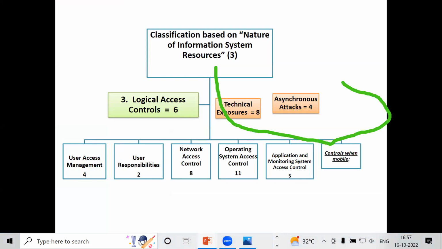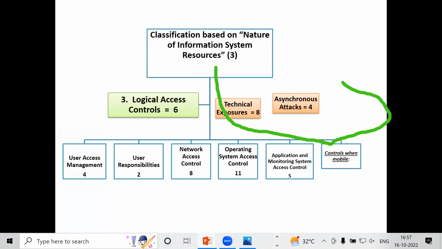Operating system access control means we had seen what activities are performed by the operating system. It allows user access, user management, logical access control, identification, authentication, authorization, username, password, that is identification, authentication. All these activities are carried out by the operating system software. Now, that will have relevant controls. Next is application and monitoring control.